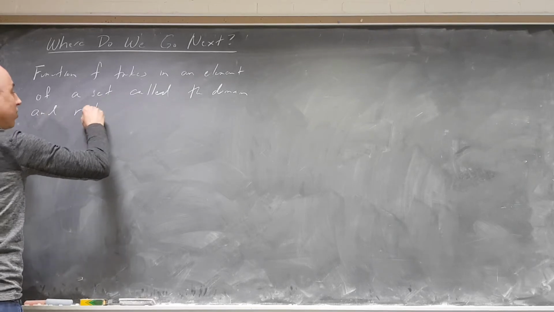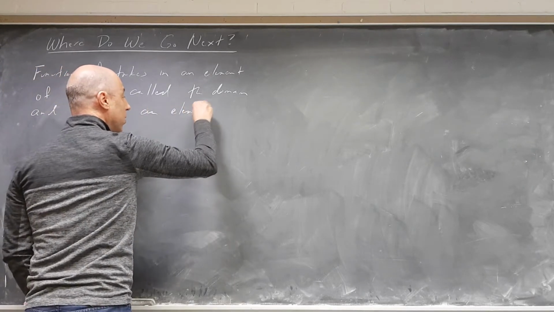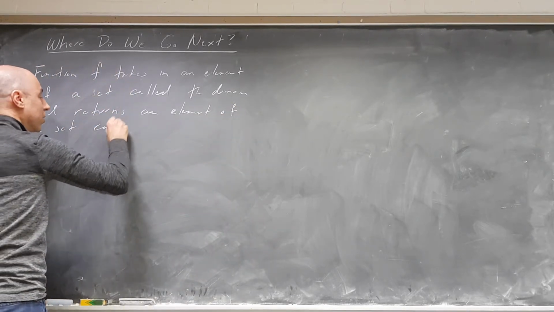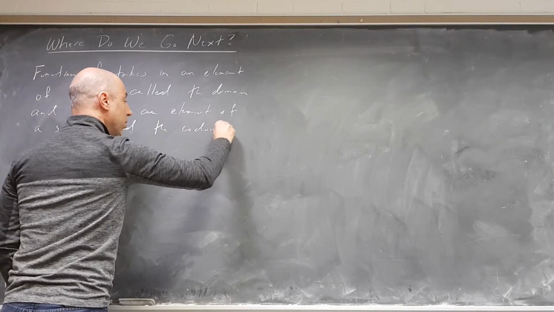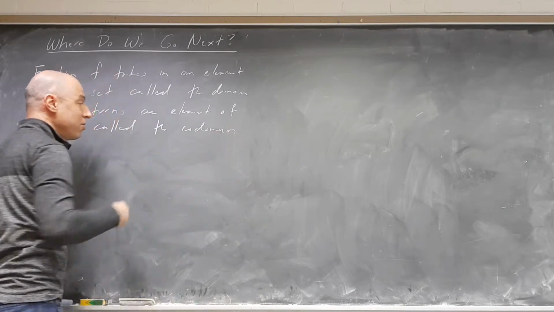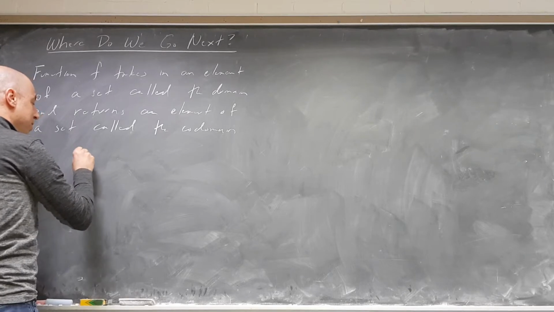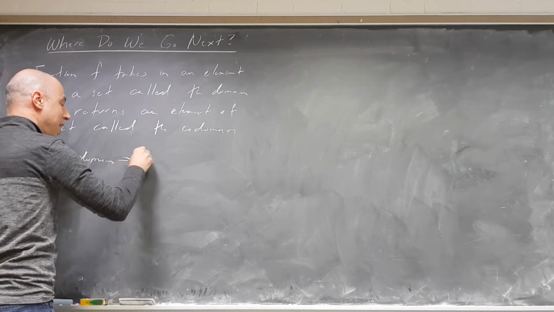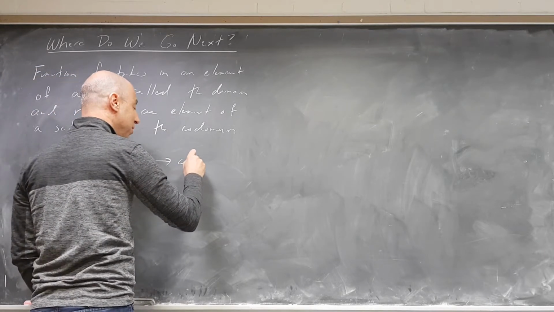and returns an element of a set called the codomain. And the set of the codomain, which are the values which actually do come out, is called the range. So we have the domain goes in, an element from the domain goes into F, and out pops an element of the codomain, specifically an element of the range.